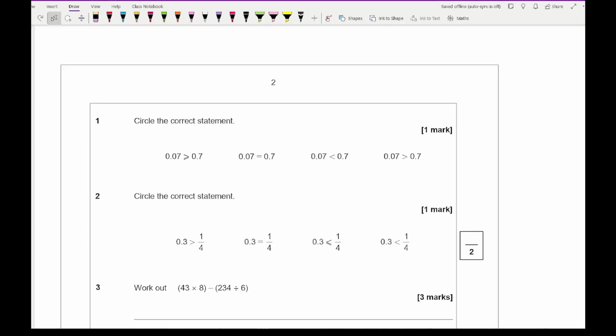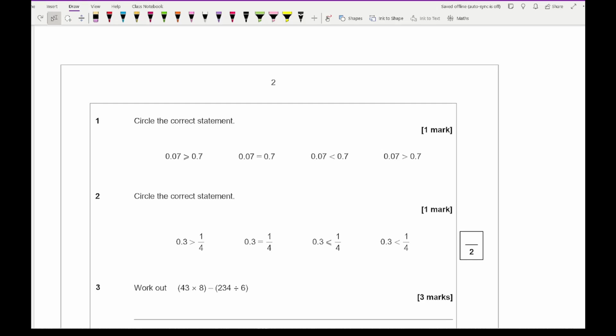So let's get started on question 1. Question 1 says circle the correct statement, and the same thing applies with question 2 as well. So here it's just a case of testing our knowledge of decimal numbers and inequalities. Remember, with inequalities the arrow always points at the smaller number, or the crocodile eats the bigger number, so it's just a case of making sure that you're aware which number is smaller and which one is bigger.